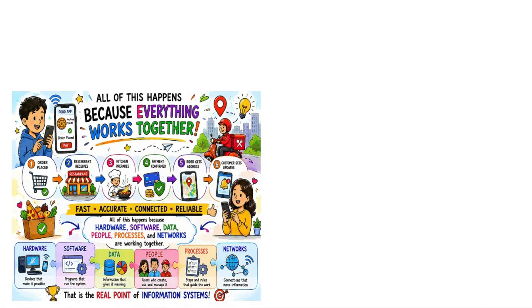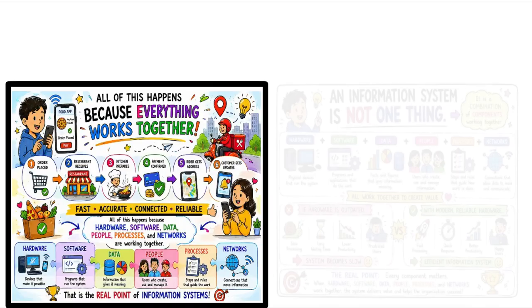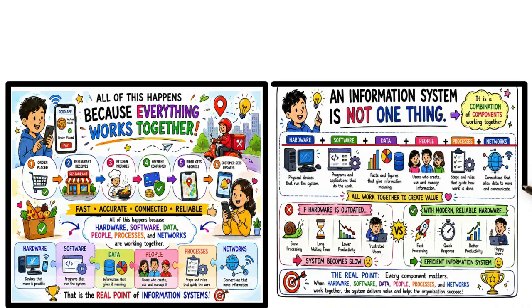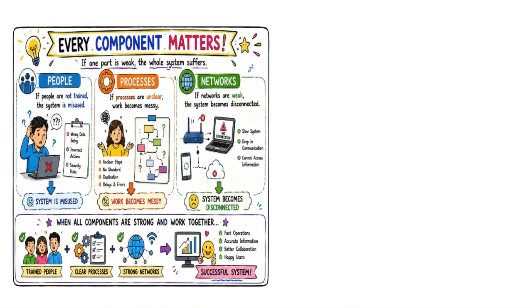That is the real point. An information system is not one thing. It is a combination of components. If the hardware is outdated, the system becomes slow. If the software is poorly designed, users get frustrated. If the data is inaccurate, decisions become wrong. If people are not trained, the system is misused. If processes are unclear, work becomes messy. If networks are weak, the system becomes disconnected.